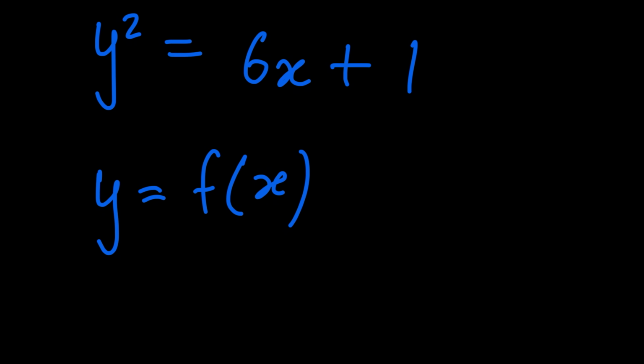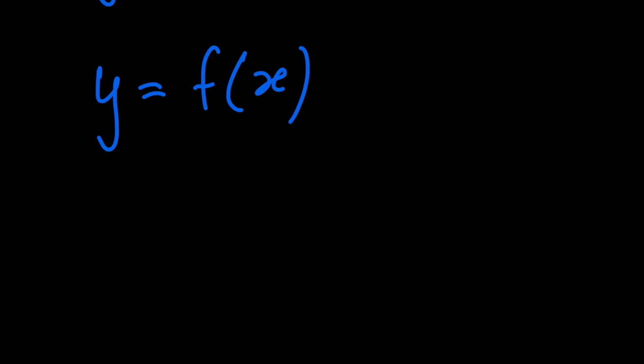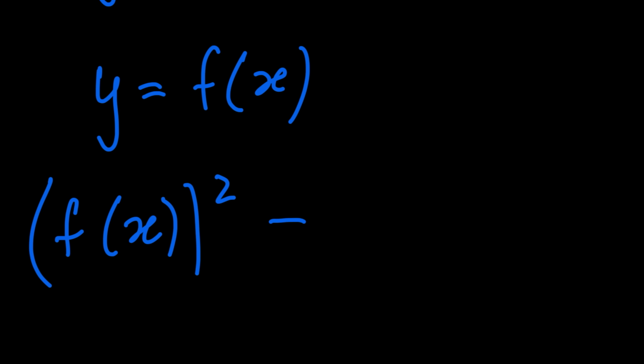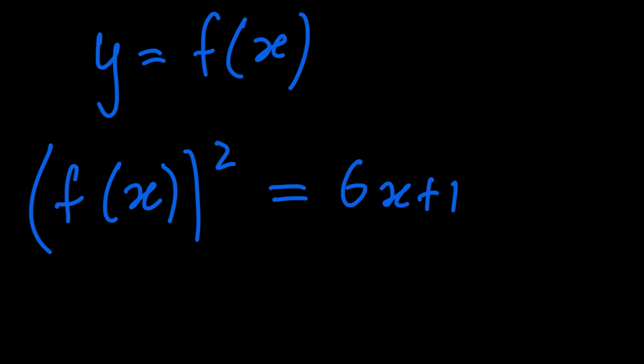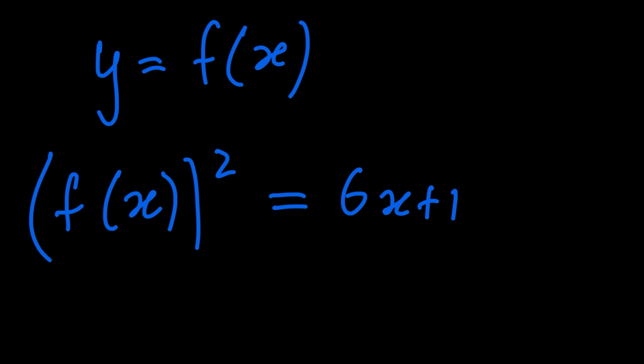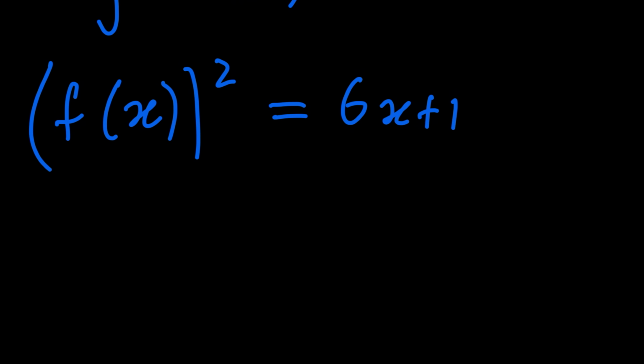Okay, but what's the point of that? Well, let's plug in f of x instead of y. So f of x whole squared is equal to 6x plus 1. But the thing is, I now have a function inside of another function, right? So what rule are we going to use when we have a function inside of another function? You're right, we use chain rule.